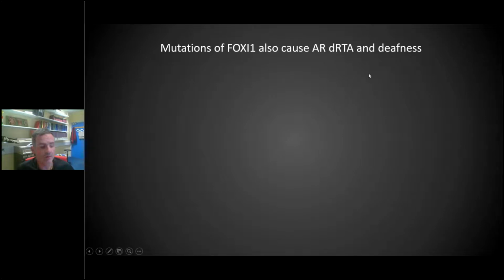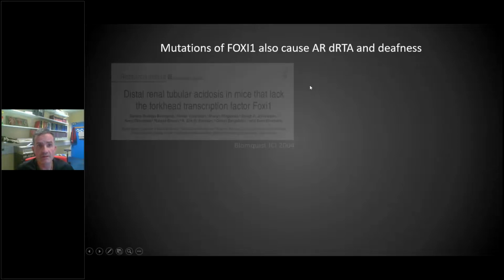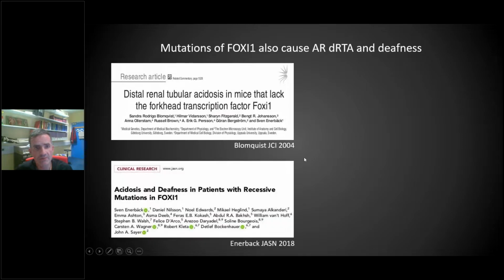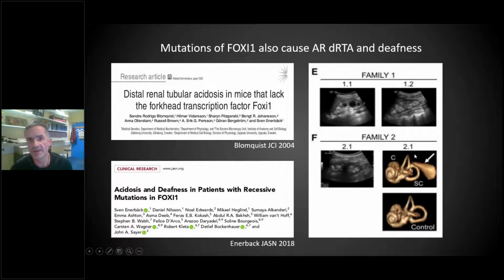Since then, there have been a couple of other mutations which have been shown to cause hereditary dRTA. The first one is FOXE1. FOXE1 is a forkhead transcription factor, and we know that it's involved in regulating expression of transporter molecules which regulate acid-base balance, including A1, including the ATPases, and so forth. In fact, back in 2004, in JCI, they found a knockout of this replicated distal RTA in mice, and it took another 14 years to find patients who had recessive mutations of FOXE1, which caused dRTA. And these patients essentially have a phenotype which is pretty much indistinguishable from those of the proton pump mutation.